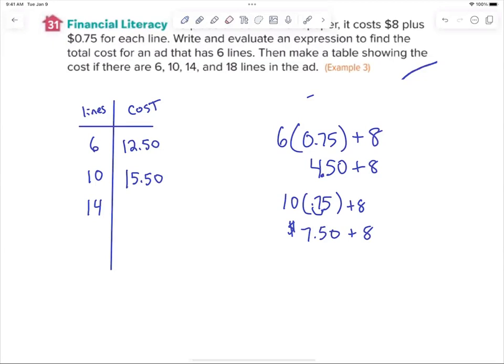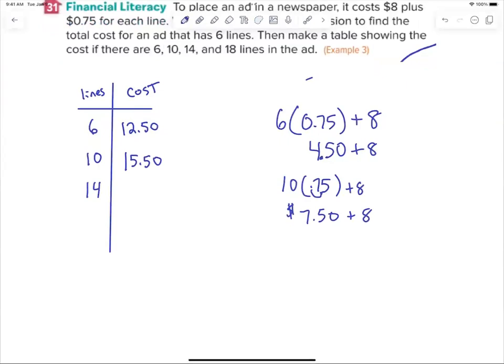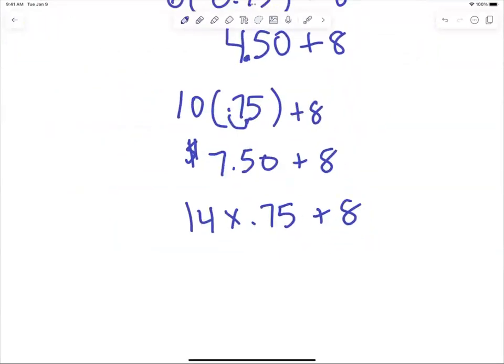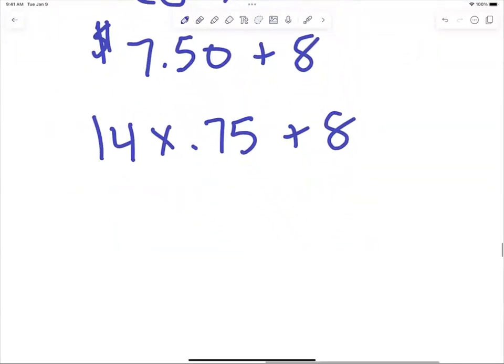You only have to do the next one, 14. So who's going to set up my expression for 14? Who's got this? And then I'm going to show you how to do it. Go, tell me, what do I do, Madeline? 14 times 0.75 plus 8. All righty. And then now, hold up. I'm going to teach you something now. Everybody look up.